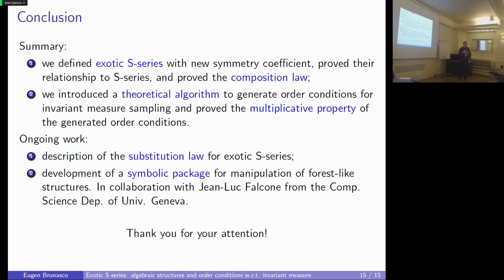So to conclude, in this talk we defined exotic S series. We have seen a nice relationship between exotic S series and the S series of grafted forests. We also introduced a theoretical algorithm which generates order conditions with respect to invariant measure, and discussed its multiplicative property. And ongoing work includes description of the substitution law for exotic S series, and a development of a symbolic package for manipulation of forest-like graphs, which is done in collaboration with Jean-Luc Falcone from the Computer Science Department of the University of Geneva.